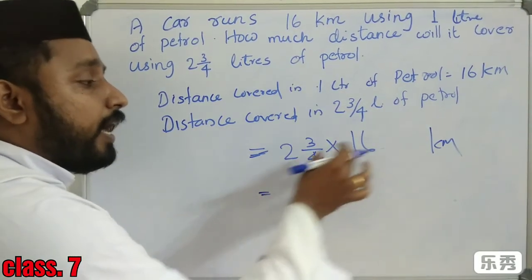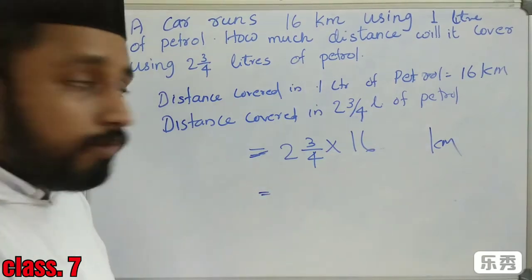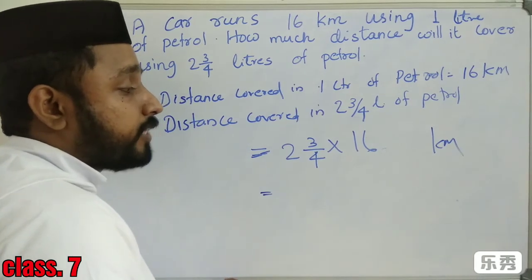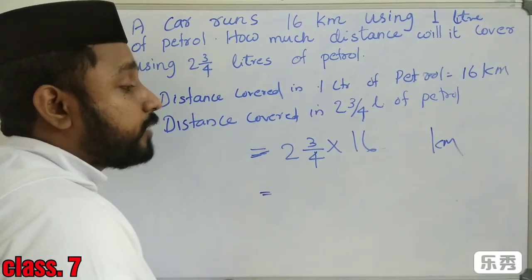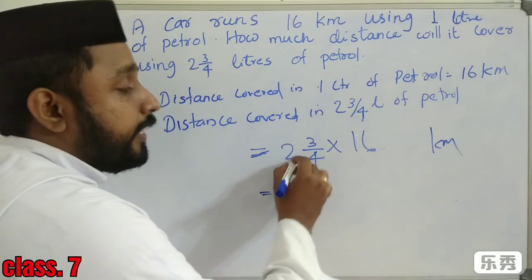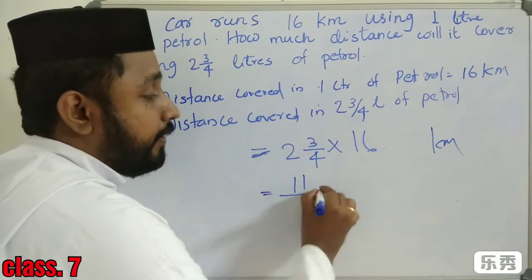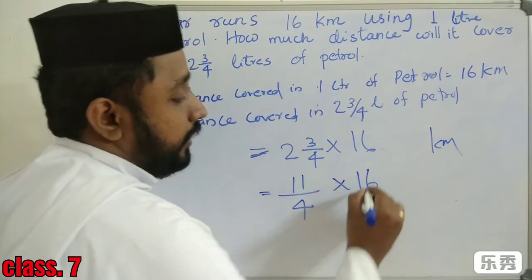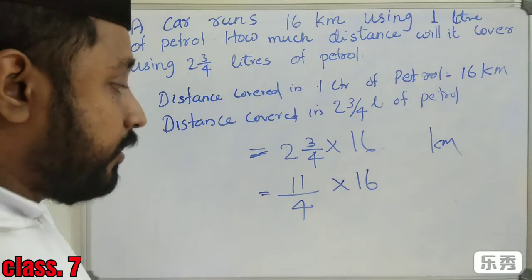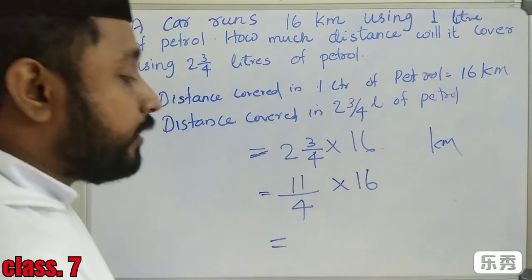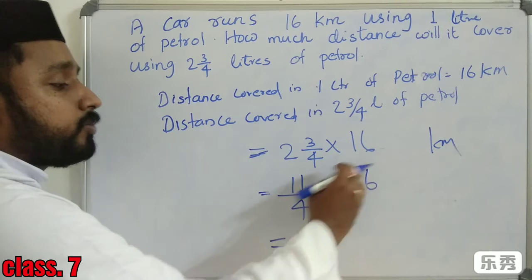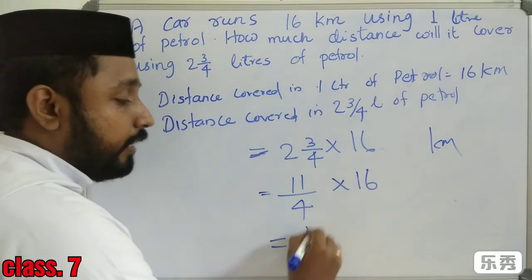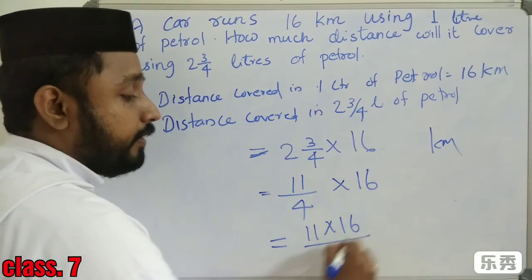One is a mixed fraction and the other is a whole number. So for 2 3 by 4 into 60, first we have to change this mixed fraction into an improper fraction. So 2 3 by 4 means 4 into 2, 8, 8 plus 3, 11, 11 by 4. 11 by 4 into 60. This is a fraction, this is a whole number. So we have to multiply this fraction with a whole number, multiplying the numerators. That is 11 into 60 by 4.